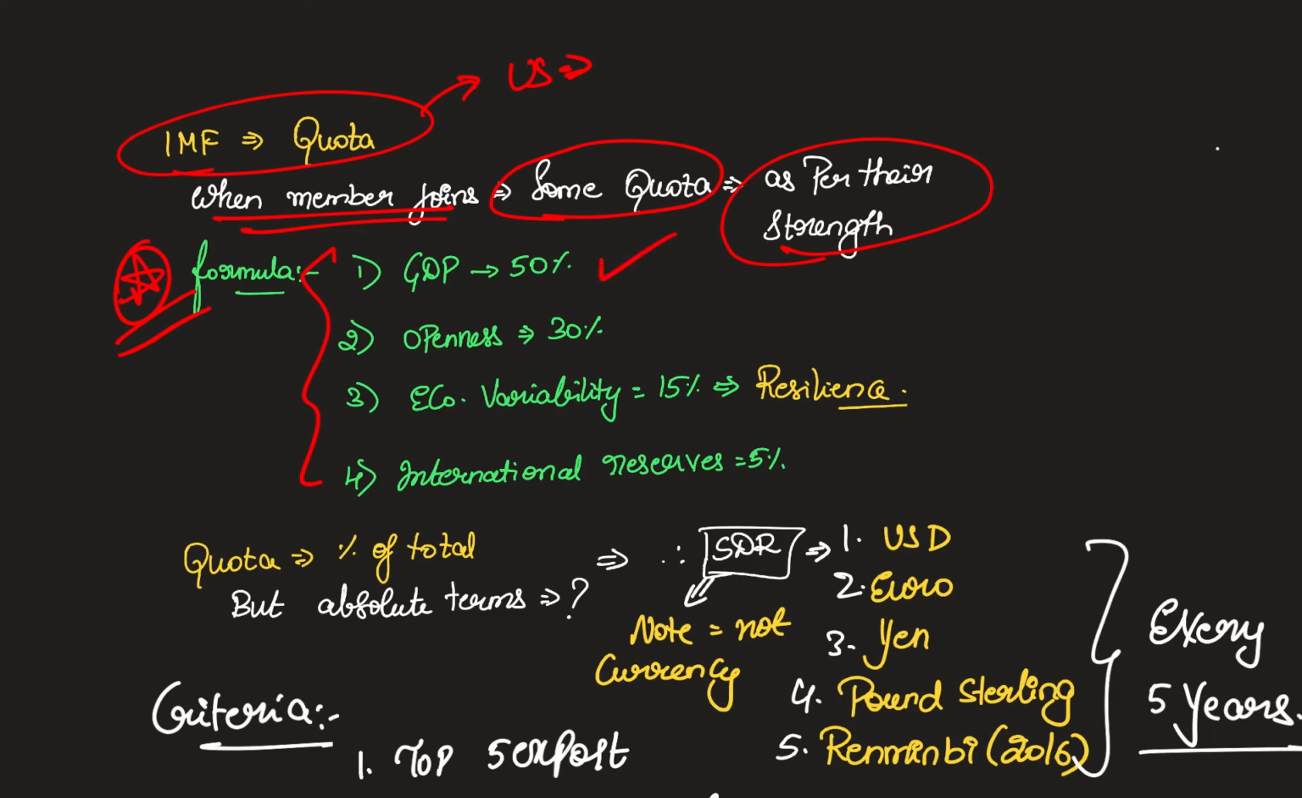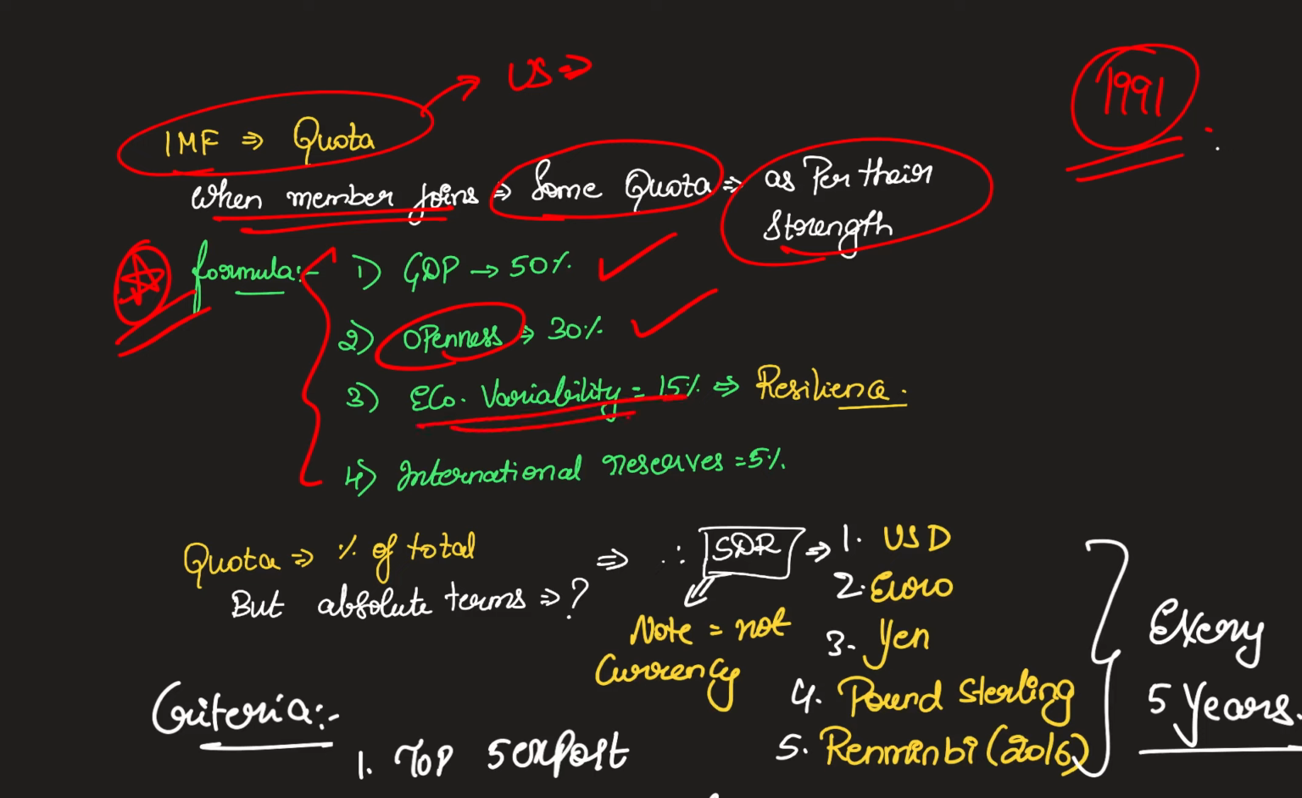GDP is given 50% weightage, GDP of a country. So in this case, US, being one of the largest economies in the world, is obviously going to have a greater say in things. Openness, free trade mechanism. Before 1991, India was not a free economy. There was severe licensing, and therefore that period is called License Raj. Therefore, openness is one factor on which we scored very low. So we did not have that much voting power in IMF.